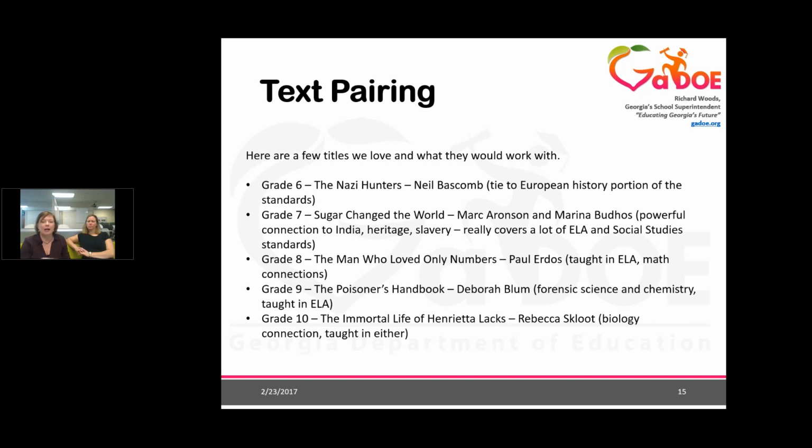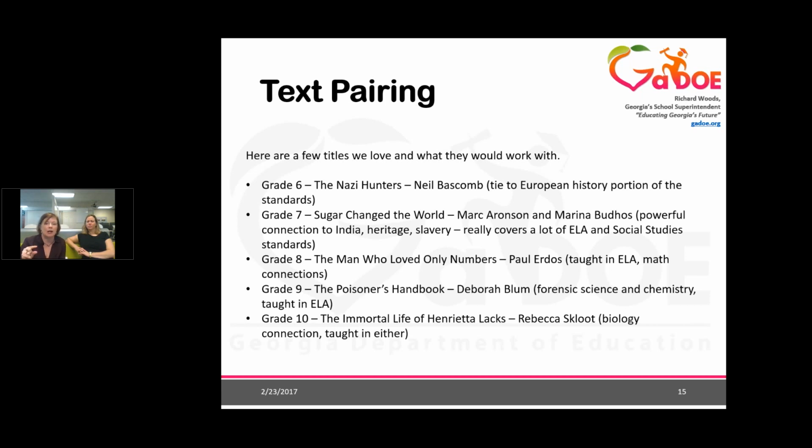For grade 7, I don't have a sample to show you of this book. My library did not carry it, but the title is Sugar Changed the World. The authors are Mark Aronson and Marina Budos. There's a powerful connection to India, heritage, and slavery, and what sugar drove as far as those different social movements and cultural phenomena. And that really covers a lot of the ELA and social studies standards.